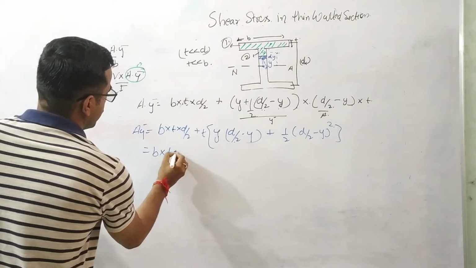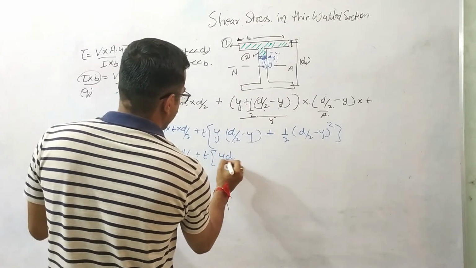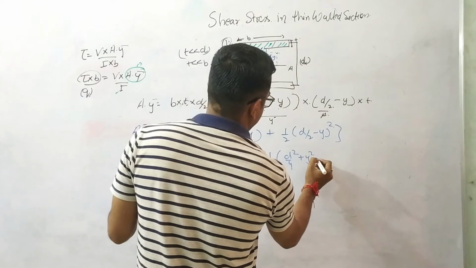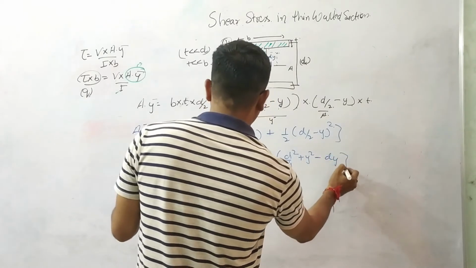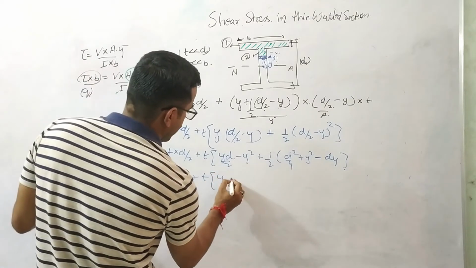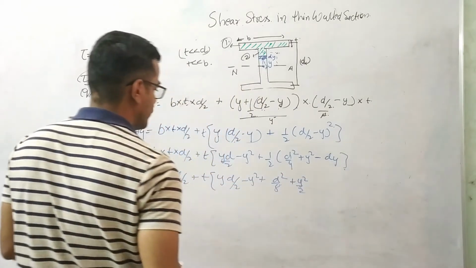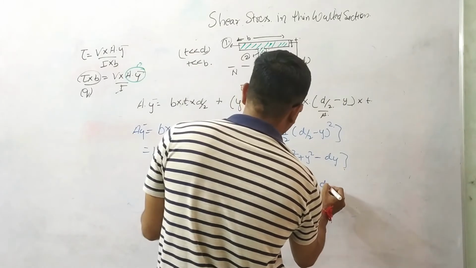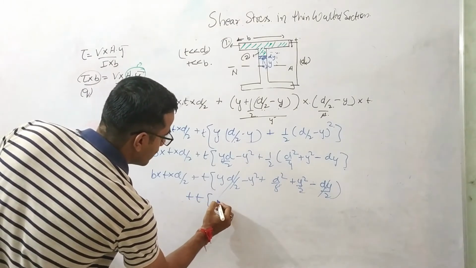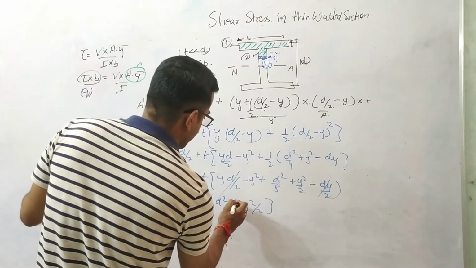So again it is b into t into d by 2 plus, if we expand this formula, y into d by 2 minus y squared, plus half of d squared over 4 plus y squared, minus dy. So it will be b into t into d by 2, plus t times y d by 2 minus y squared, plus d squared over 8 plus y squared over 2, minus dy over 2. The dy terms cancel out, so the term becomes t times d squared over 8 plus y squared over 2 minus y squared over 2.